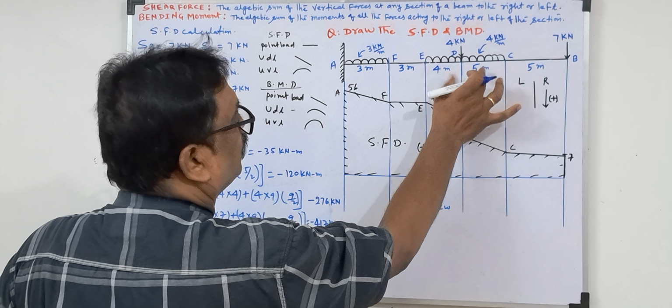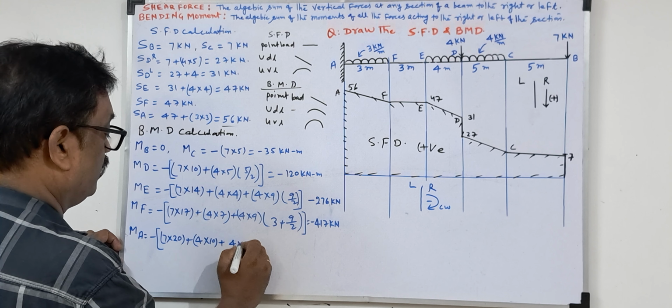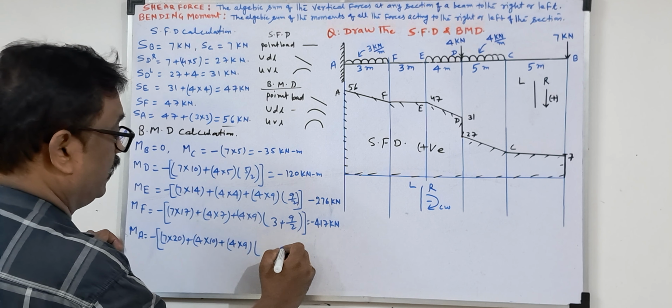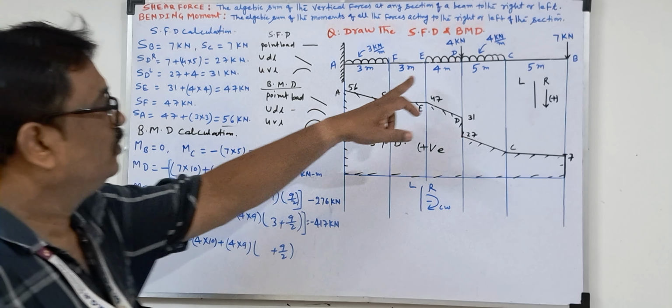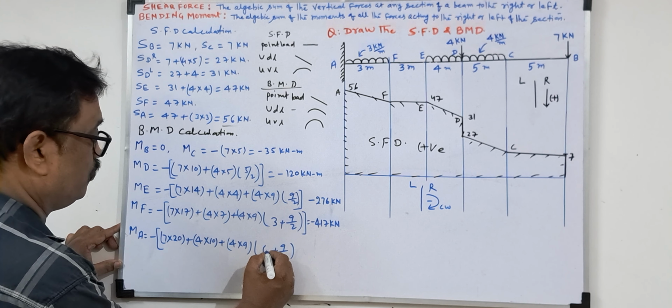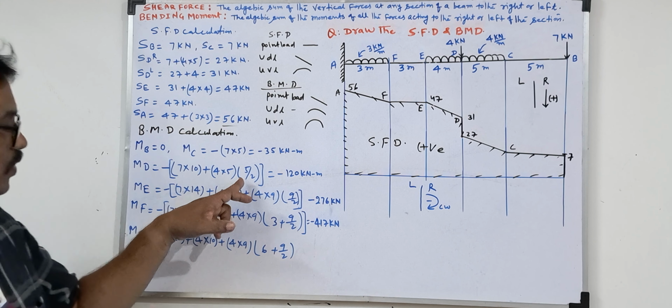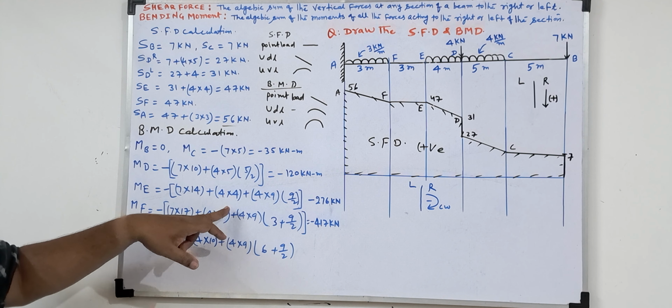Now take the UDL. UDL again convert into load. 4 into 9 load. Then 9 by 2. But why plus? How much? This UDL is from a point 6 meter away. So 6. This part you have to be careful. Here the UDL is connected. Here UDL is from ME.